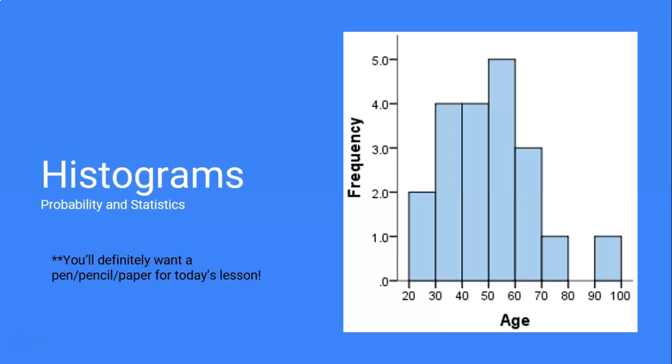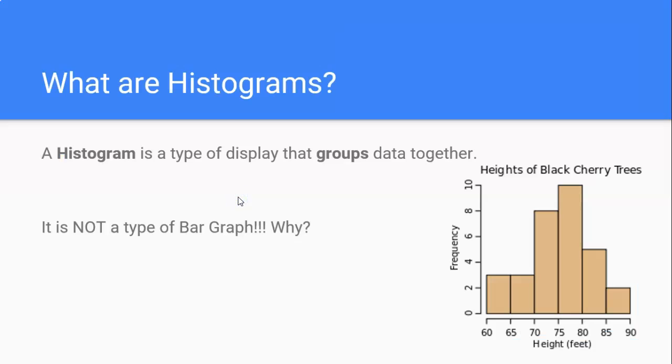All right, so for histograms, I want you to make sure you have your pen and pencil. Give yourself a new title, histograms, and then put today's date, which is September 3rd. So what are histograms? A histogram is a type of data display that groups data together. It is not a bar graph. It does have bars, and there are things in common, but I want you to remember that a bar graph was always for categorical data.